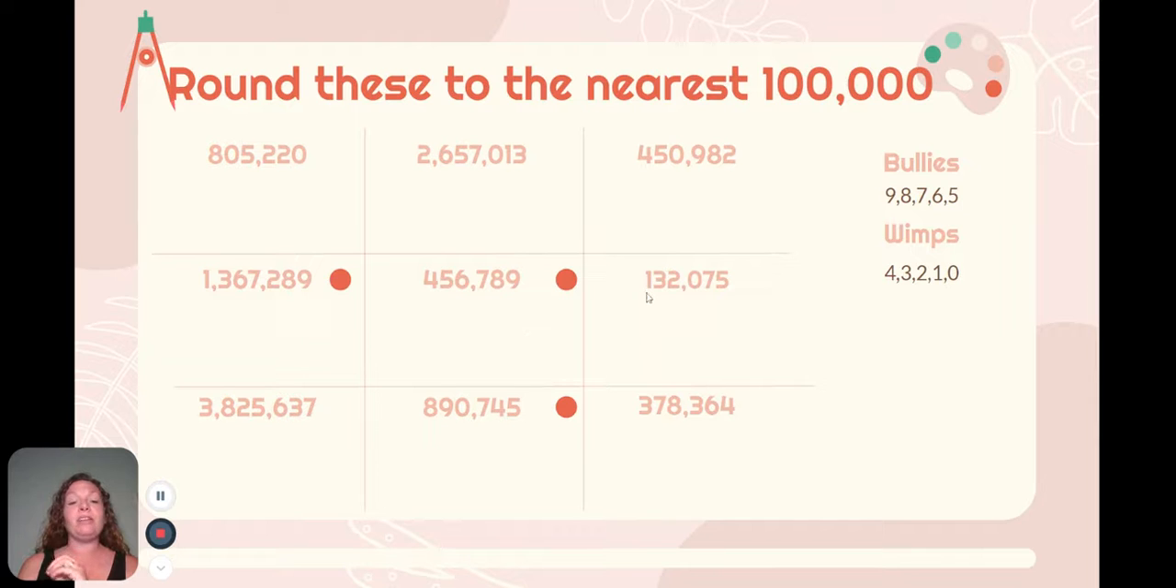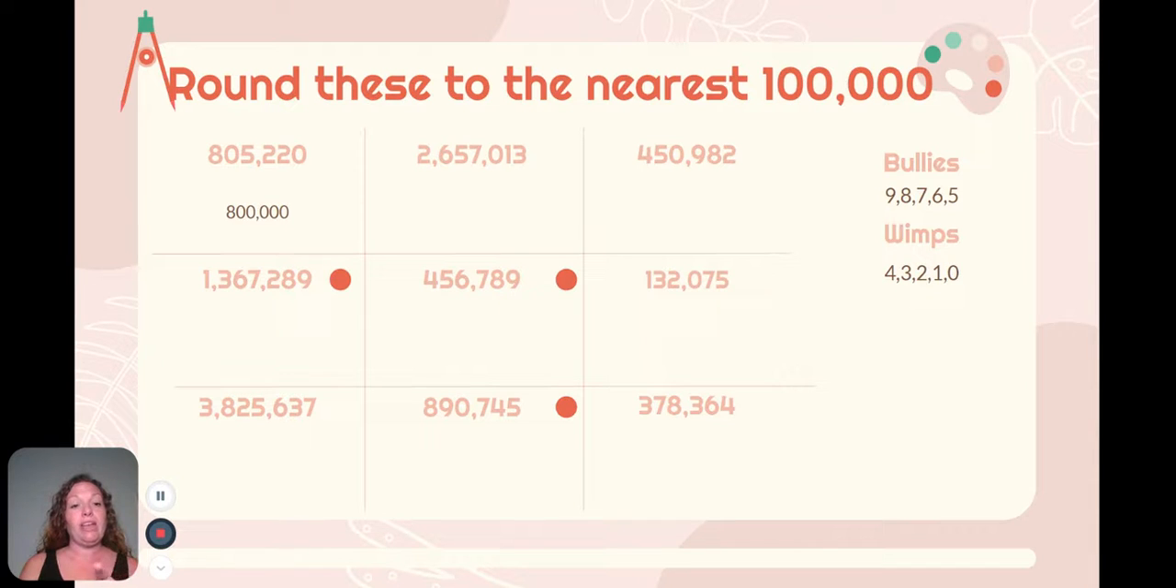Then you're looking at the 1 and deciding if the 3 is a bully or a WIMP. Then you're looking at the 8 and deciding if the 2 is a bully or a WIMP. Then you're looking at the 8 and deciding if that 9 is a bully or a WIMP. And then the last one, you're looking at the 3 and deciding if a 7 is a bully or a WIMP. Okay, I'm going to give you a second. I'm going to pause just for a second here. And I want you to go back to that first one, and I'm going to show you the answer.